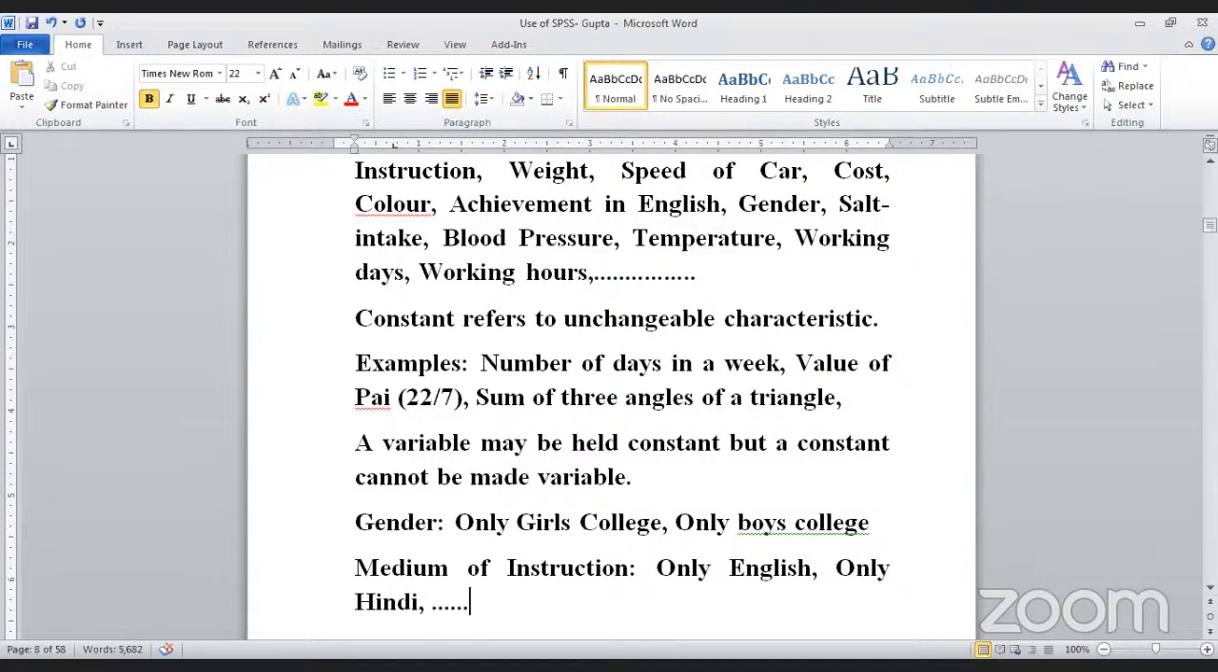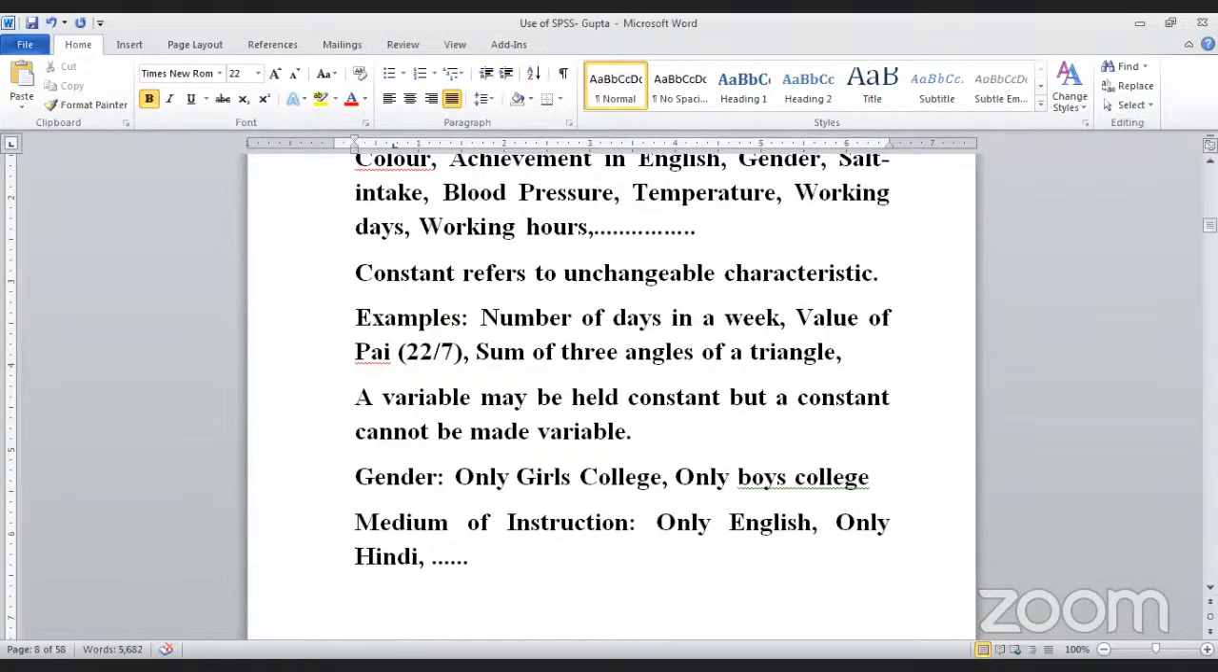In your research, you might keep a particular variable constant, but in other researches, it may not be constant. Okay, all right. Any question you want to ask here? Okay, if no question, then we proceed further.